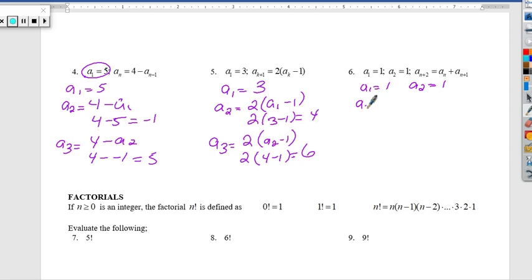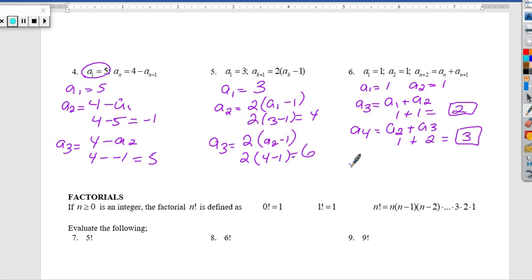So now I'm looking at a sub 3, and that is going to be a sub 1 plus a sub 2. In this case, that's going to be 1 plus 1, which is equal to 2. If I'm looking for a sub 4, we're looking for the next term. That's going to be a sub 2 plus a sub 3. So in this case, we know a sub 2 is 1 plus 2, giving us an answer of 3. The next term here, a sub 5, would be equal to a sub 3 plus a sub 4. So in this case, that's going to be 2 plus 3, giving us a total of 5.